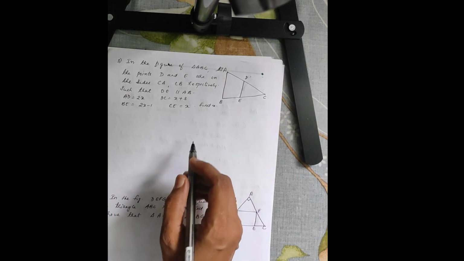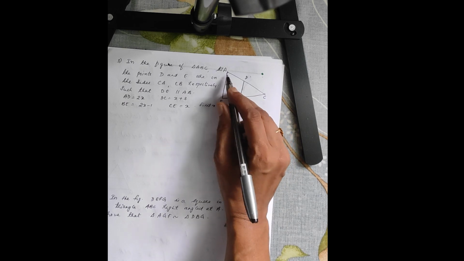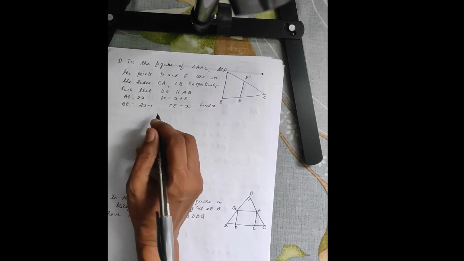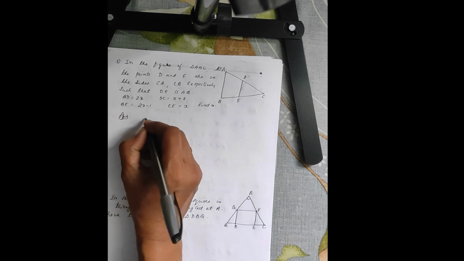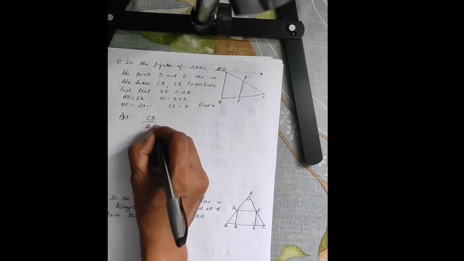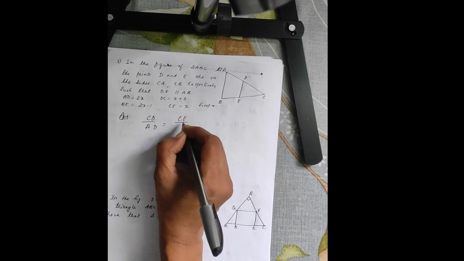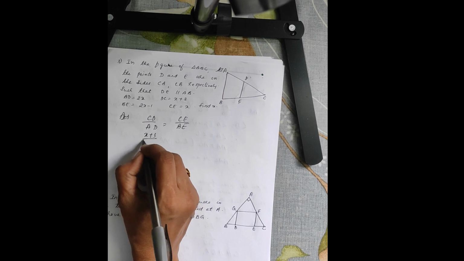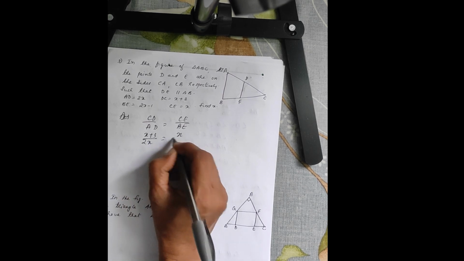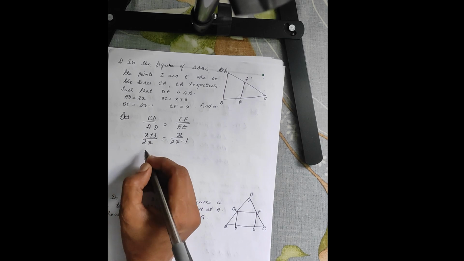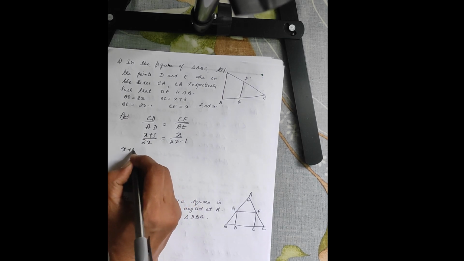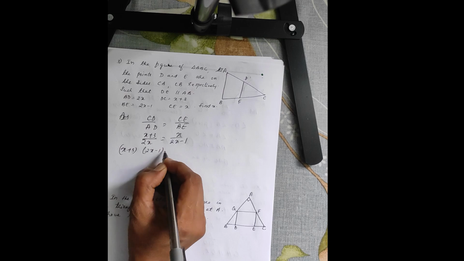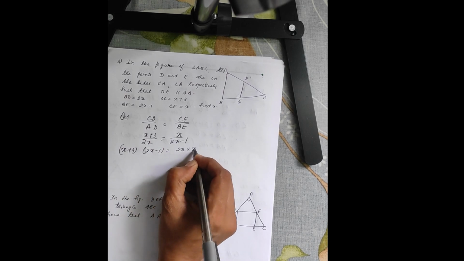Question number 3 also, the triangle ABC is given. The points D and E are on the sides CA and CB, such that DE is parallel to AB. If the parallel sides are given, we can say that CD by AD equal to CE by BE. Already given the sides, x plus 3, we have to substitute it, equal to x by 2x minus 1. Cross multiply, x plus 3 into 2x minus 1 equal to 2x into x.